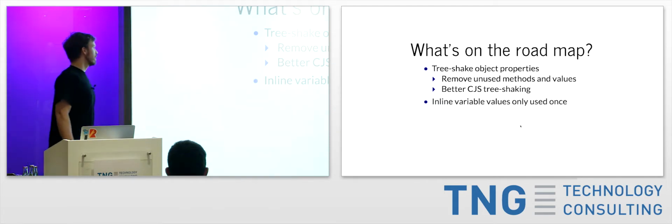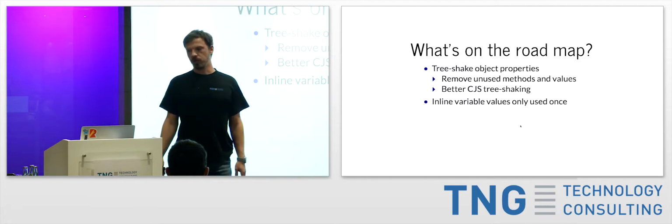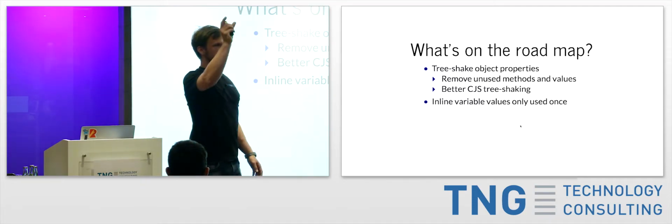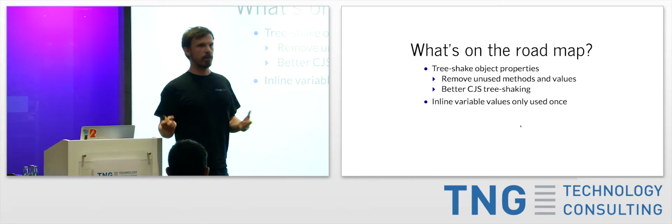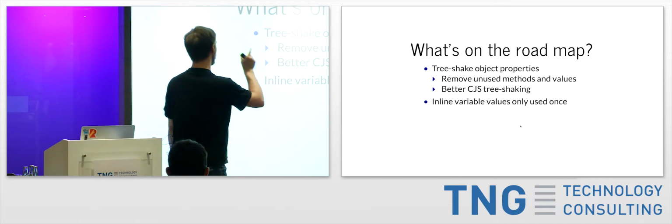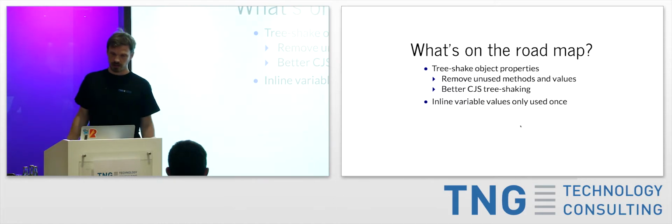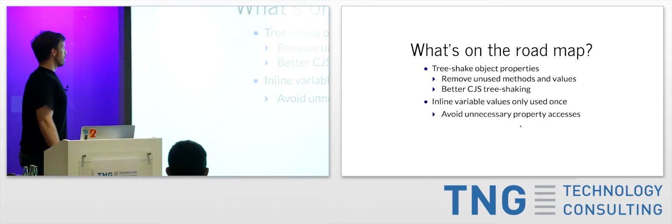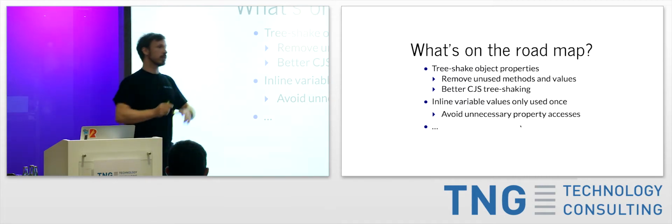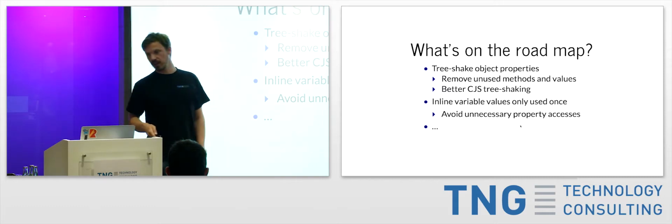Yes, and inlining. So what does this mean? If I use a variable only once, then why do I need to have it as a variable? It's nice in my code to have a variable to give it a name, but for optimization purposes, it would be much nicer to have it where I use it. This could even be extended to functions. So this is another thing we're working on. And if the variable is an object and I only use one property, then I could get rid of the remains of the object and of the property access.